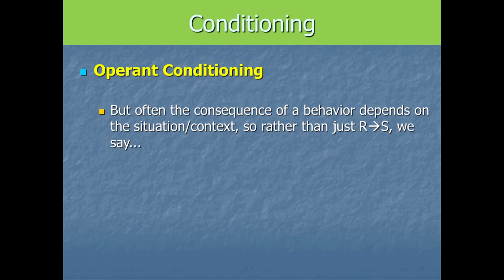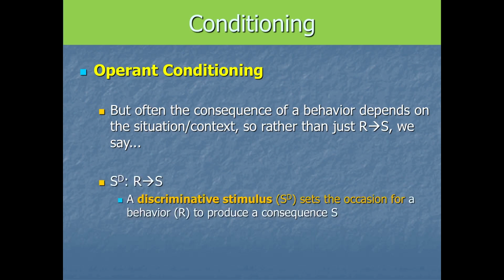Emitting a behavior R leads to a stimulus S afterwards in a sort of consistent or predictable way. But often the consequence of a behavior, whatever happens after it, depends a little on the situation or context that we're in that moment, right? So rather than just denoting the process as R leads to S, we'll often write this. The S with a superscript D, and then a colon, and then that relationship where the behavior predictably leads to a stimulus. So the big S at the start here, that just means stimulus. Big S always means stimulus. But now we've got that superscript D up there.